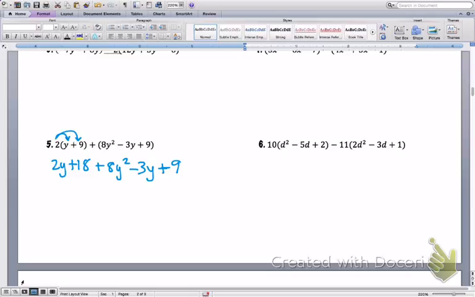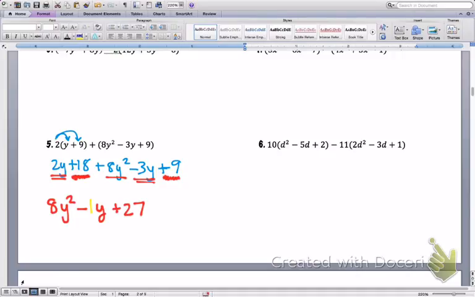Now, I'm just going to put them in order. If you don't do it this way, that's fine. But I'm going to put the higher power first, which is 8y squared. There's no other y squareds, so I'm going to put that one first. Then I'm going to put my y terms, which are just these. That's going to give me negative 1y. I'm just going to put negative y. The 1 is optional right here. And then lastly, we have our 18 and our 9. And that's going to give me positive 27. And I'm done with that one. So distribute, combine. Sometimes you may not need to distribute anything if it's all positive.